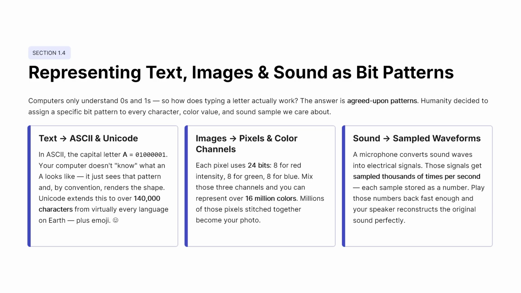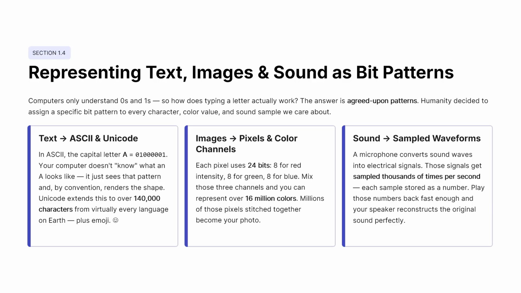Each tiny dot in an image, called a pixel, is stored as numbers representing its color. A pixel in a standard image might use 24 bits, 8 bits for red intensity, 8 for green, 8 for blue. Mix those 3 channels, and you can represent over 16 million different colors. From millions of those pixels, you get your photo.